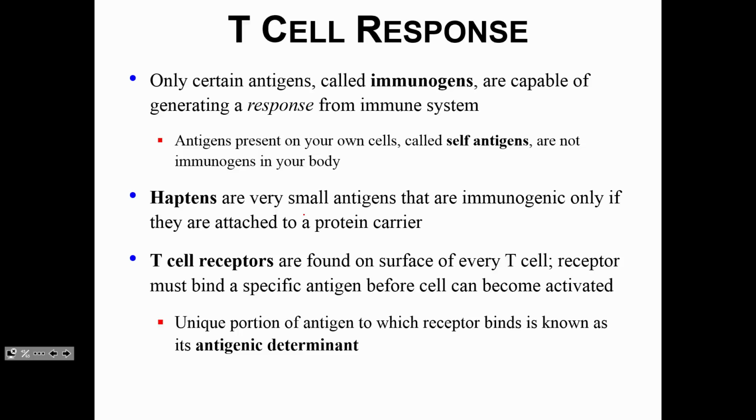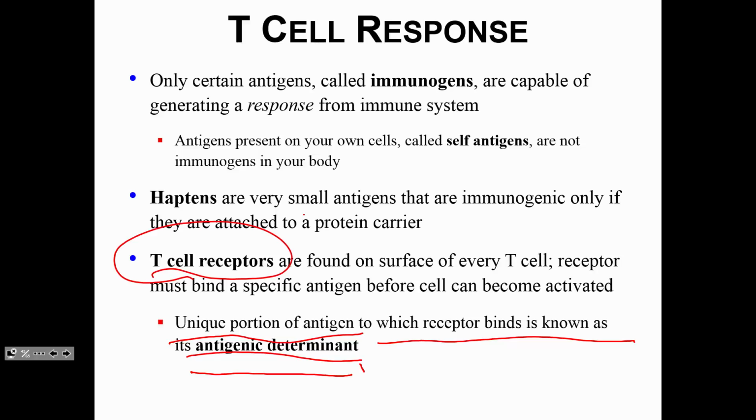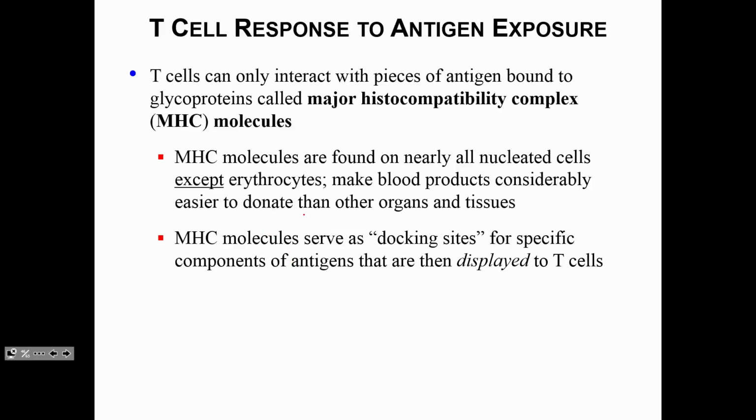Now, on every T cell surface, you have a receptor, a T cell receptor. That receptor binds to the specific antigen before the cell can become activated. There's a unique portion of the antigen to which the receptor binds. It's called the antigenic determinant. So the antigenic determinant is the part of the antigen that binds to the T cell receptor. We're going to look at some pictures in a little while that will help with that.